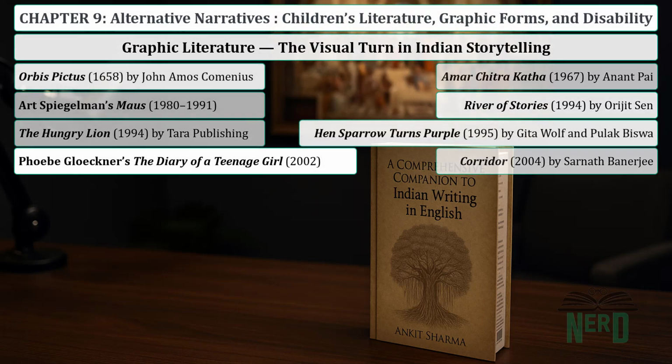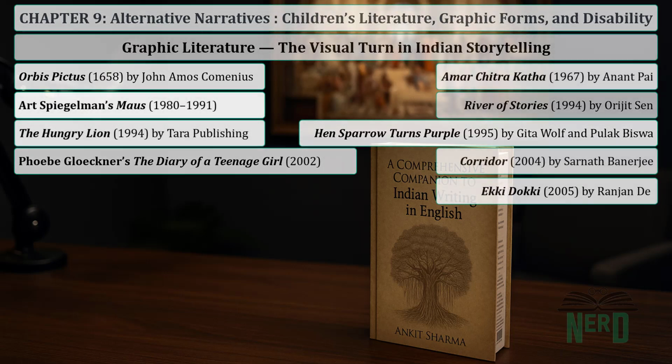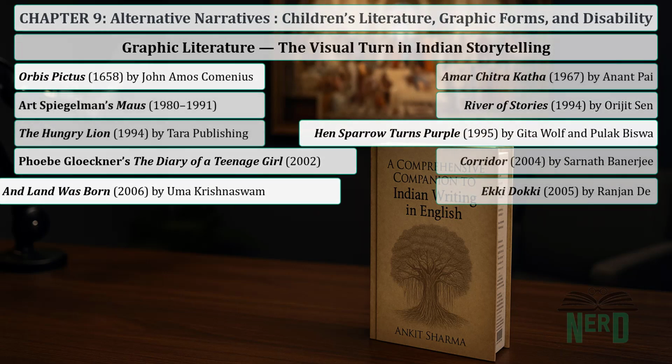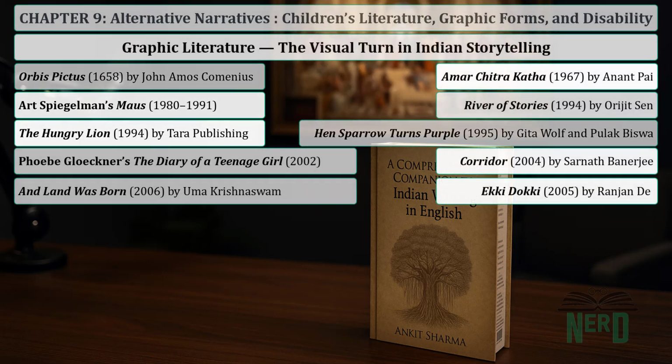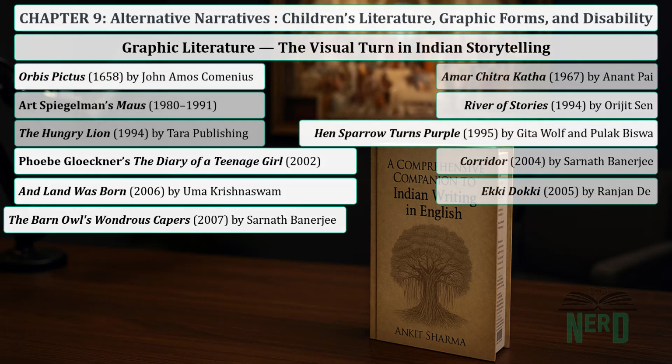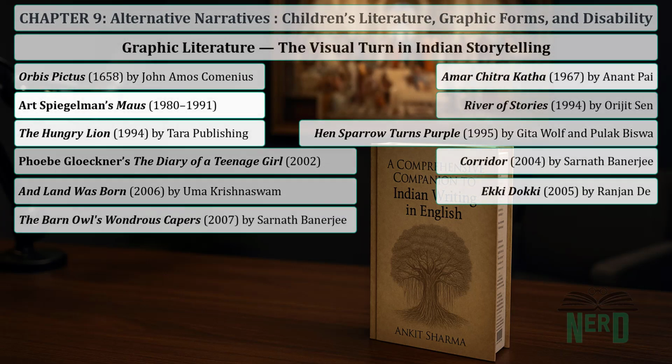In 2005, Ekki Dokki, illustrated by Ranjan De and published by Tulika Books, gave us a folk-style parable that quietly challenged ideas of self-worth, sibling rivalry, and belonging. By 2006, Uma Krishnaswamy's And Land Was Born retold a tribal creation myth using wall painting aesthetics, reconnecting visual literacy with indigenous knowledge systems. Then, in 2007, Banerjee returned with The Barn Owl's Wondrous Capers, a satire set in colonial Calcutta that wove treasure hunts with post-colonial memory.